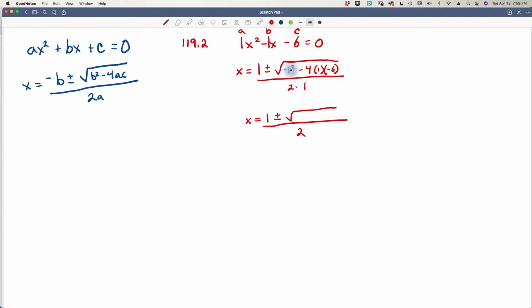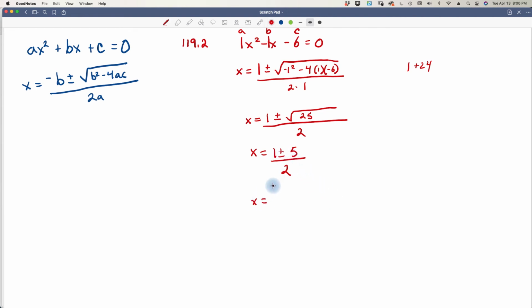All right, so negative 1 squared is positive 1. Okay, so positive 1. And then we have 1 times negative 6, so that's just negative 6. Negative 4 times negative 6 is going to be a positive 24. 1 plus 24 is going to be 25. And the square root of 25, we have x equals, that'll be 5, 1 plus or minus 5 over 2. Okay, and we can solve this.